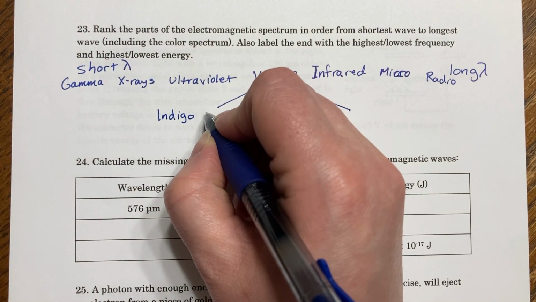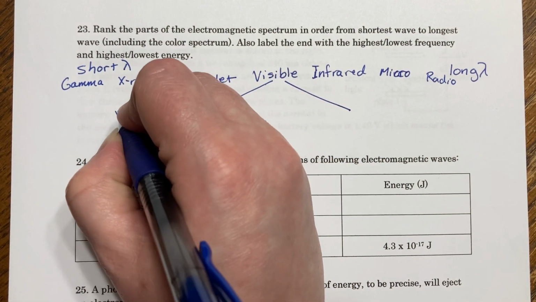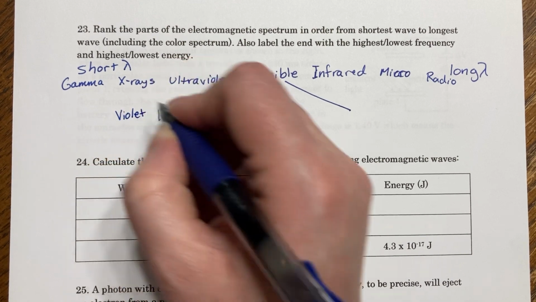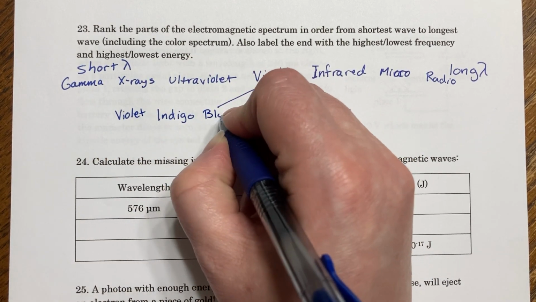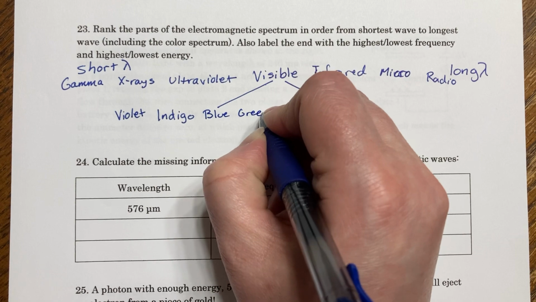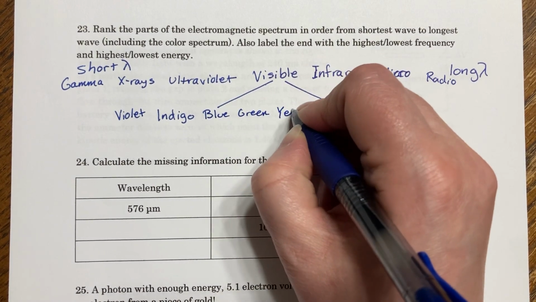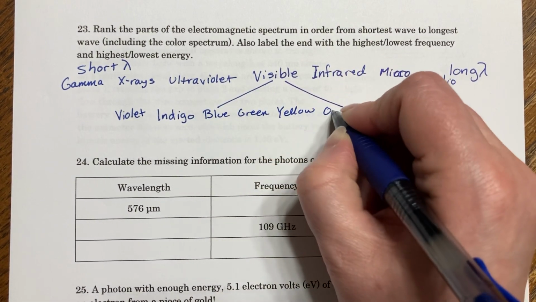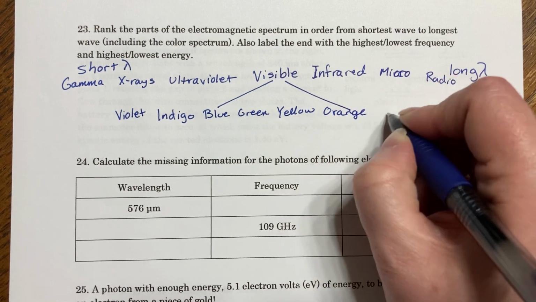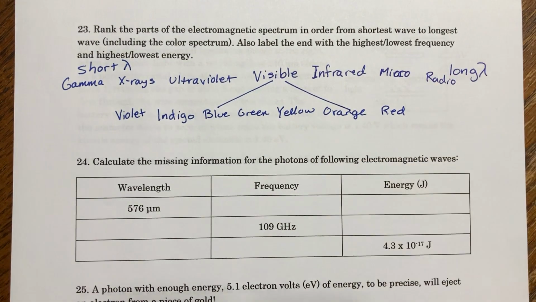And then, nope, it's violet. Let's go. Violet, indigo, blue, green, yellow, orange, red. Honestly, I usually write it the other way. I start with red and go to violet, even if it's the reverse order. So that is there. So then also the highest and lowest frequency and energy.